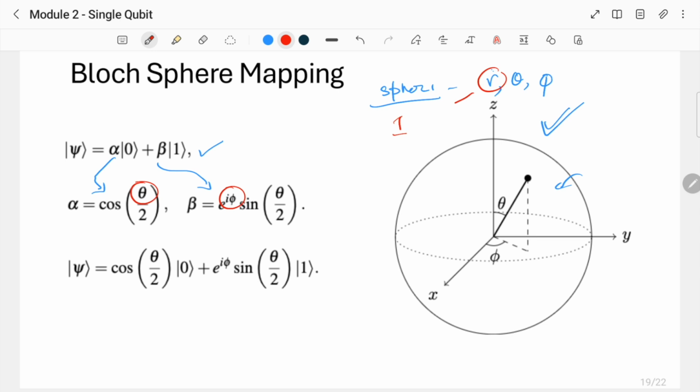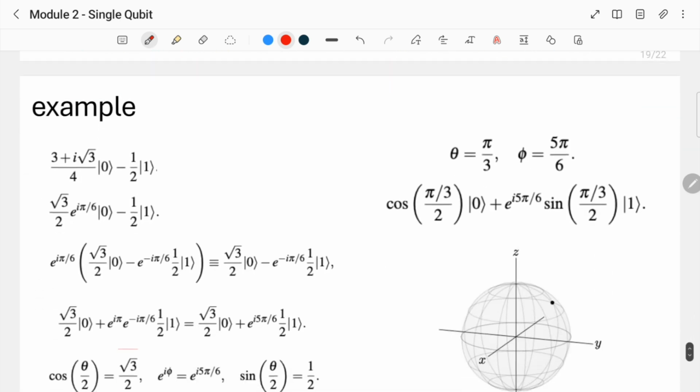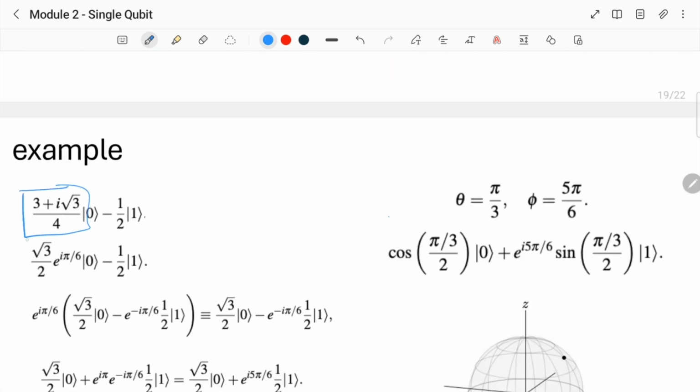We'll look into an example. So our final state psi becomes cos theta by 2 |0> plus e^(iota phi) sine theta by 2 |1>. And we can easily plot it using this theta and phi. Here's an example. We start with this state. This is the Cartesian, and we first convert it into polar coordinates.